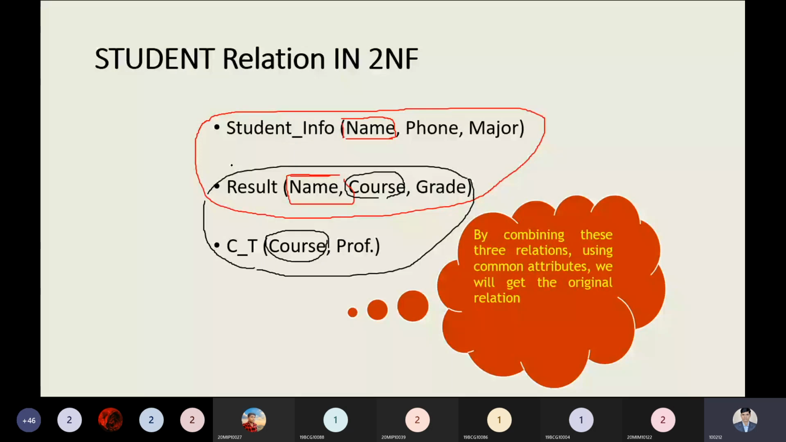So by combining these three relations, by applying the natural join, you will be able to see we are getting the original relation or original table. Then we have the lossless decomposition. So that is the point we have to keep in mind while learning the normal form properly.